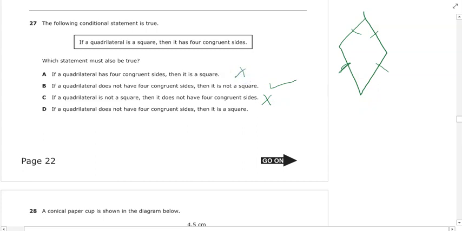And let's look at the last one. If a quadrilateral does not have 4 congruent sides, then it is a square. That doesn't even make sense. No way it could be a square if it does not have 4 congruent sides. So definitely answer choice B on there.